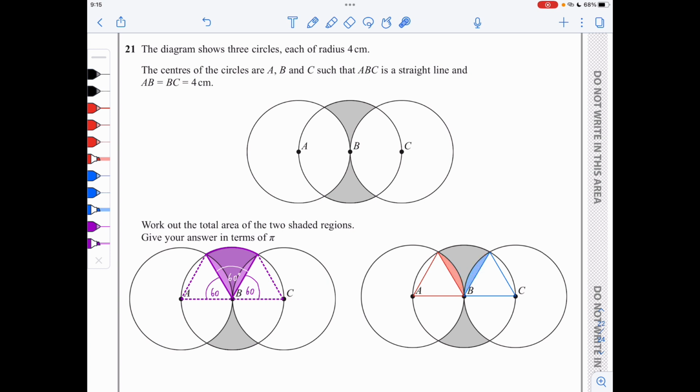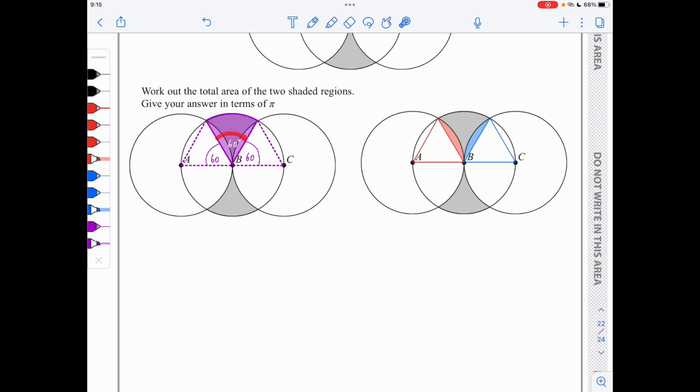So let's start with the sector here. We've got the angle is 60 degrees. We know that the radius is 4 centimeters. So this sector has an area of 60 over 360 times pi times 4 squared. Remember, the formula for the area of a circle is pi r squared. This sector occupies 60 out of 360 of the full circle. That's why this formula is giving me the area of the sector. Now 60 with 360 gives me a 6 here. So this is 16 pi over 6, which simplifies to 8 pi over 3.